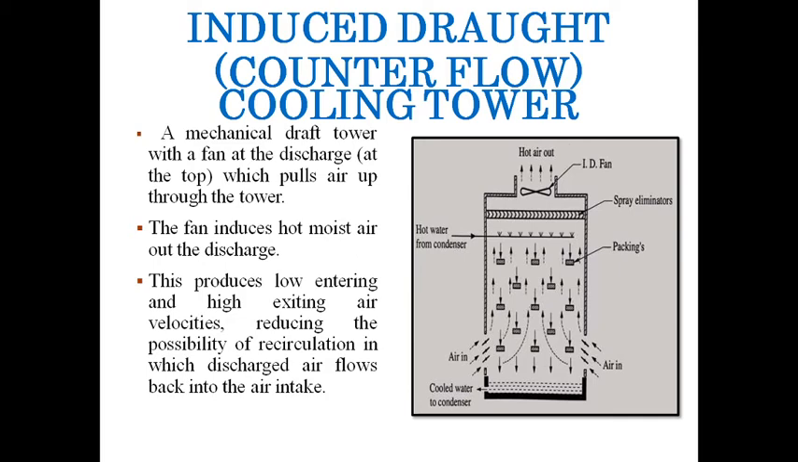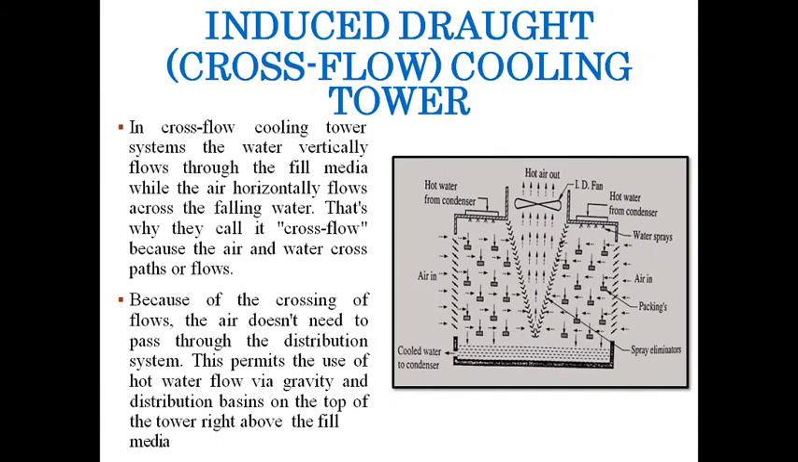So here in this tower, a fan at the discharge pulls air up through the tower. So the fan induces hot moist air out the discharge. This tower produces low entering and high exit air velocity. Because of this, the possibility of recirculation, in which discharge air flows back into the air intake, is reduced. Are you clear or not? Okay.